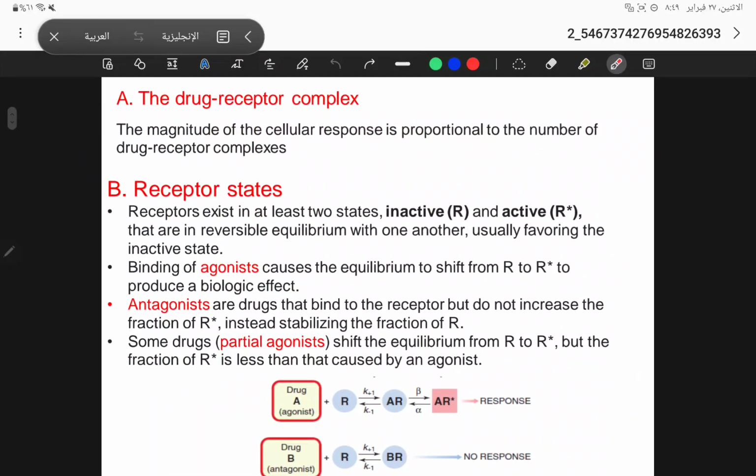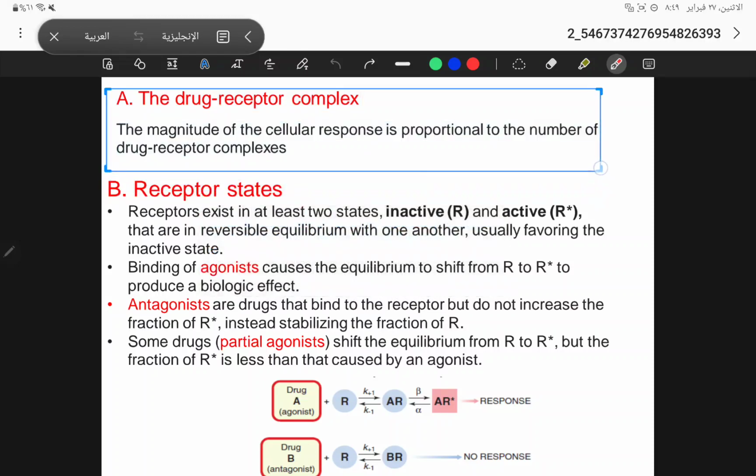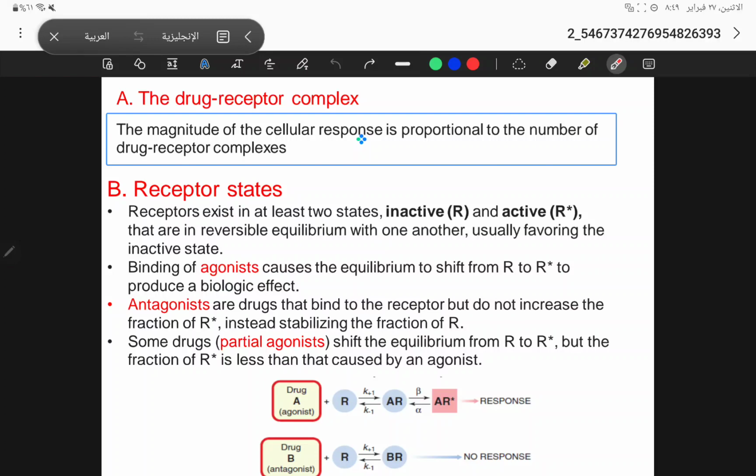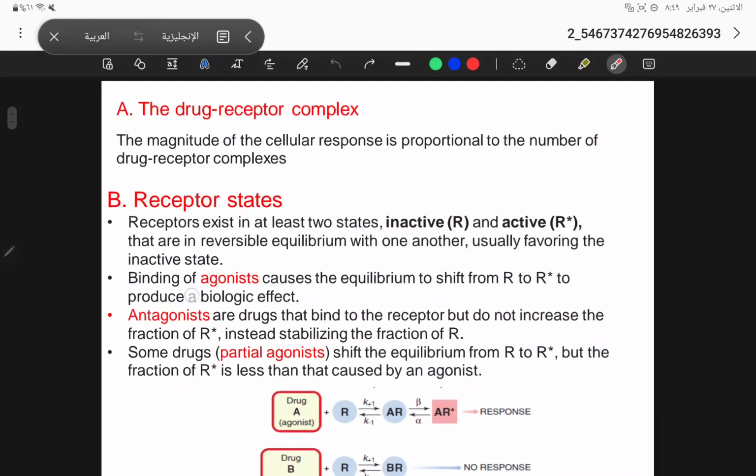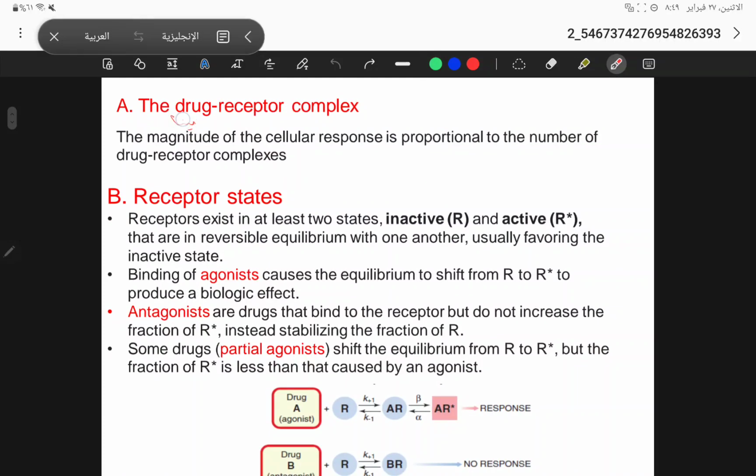Coming to the drug receptor complex, the magnitude, the value, or something measurable of the cellular response is proportional to the number of drug receptor complexes. As long as we have more drug bound to the receptor, we get more action, and the less interaction with the receptor, the less response. So the magnitude depends on the number of drug receptor complexes. Okay, so this is very important.